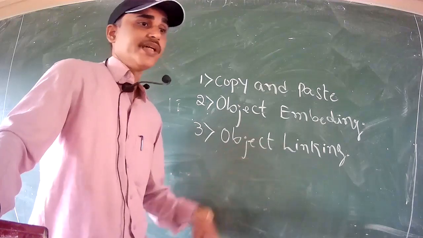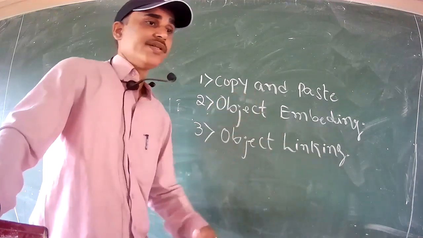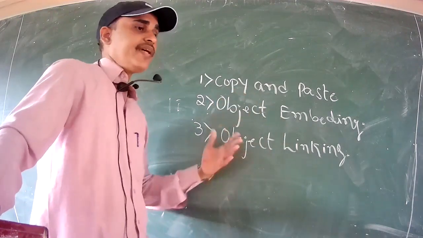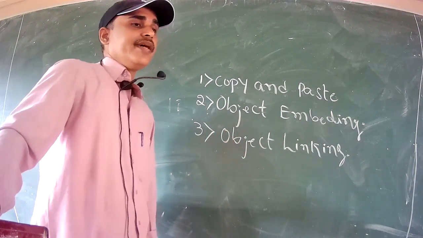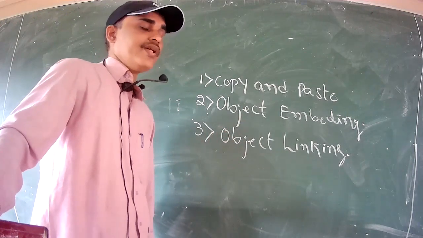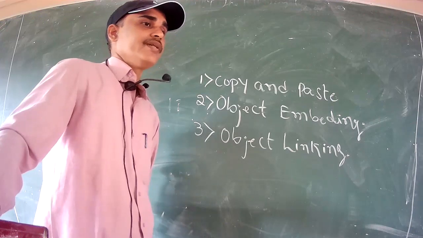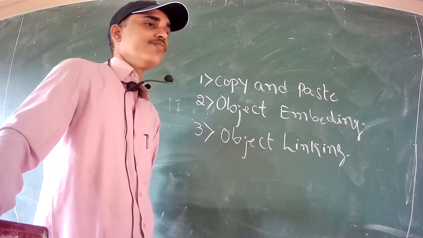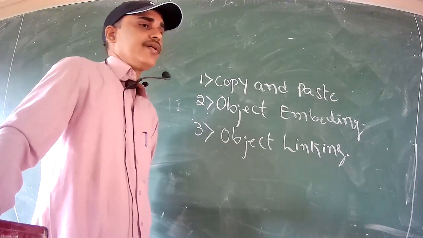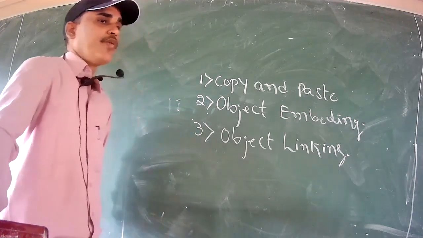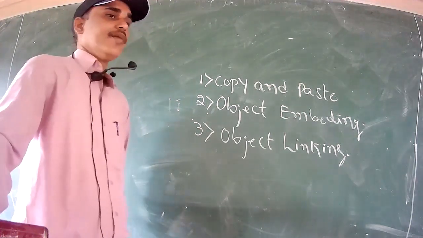The best method is the object linking method. If you do the modifications in the original file, automatically it is reflected in the other application also. So based on your requirements, you have to select any one of the methods for transferring the information from one application to another application.